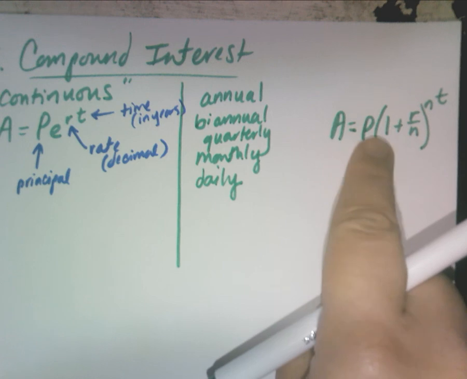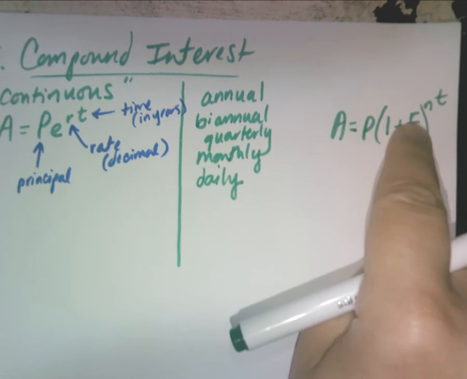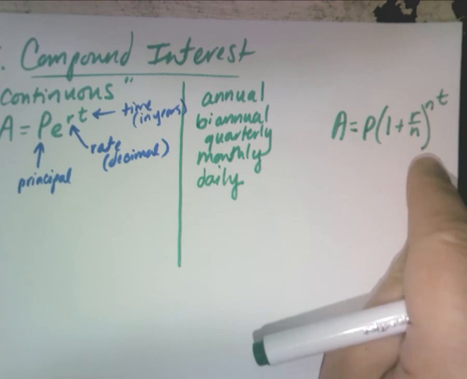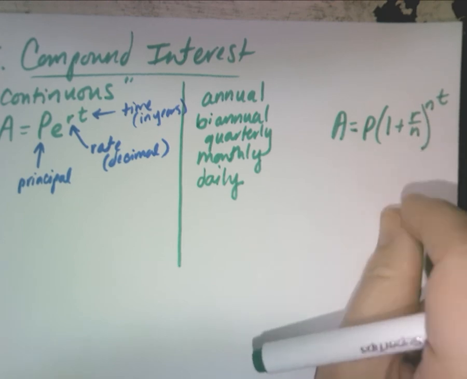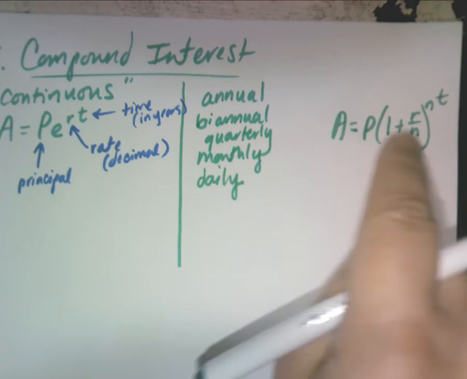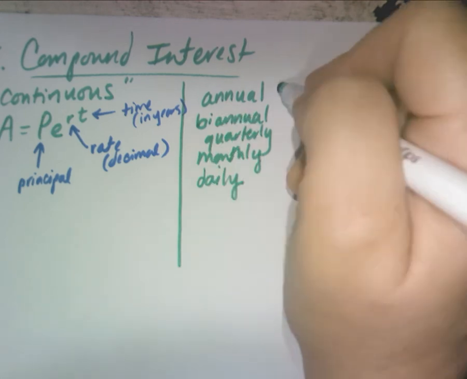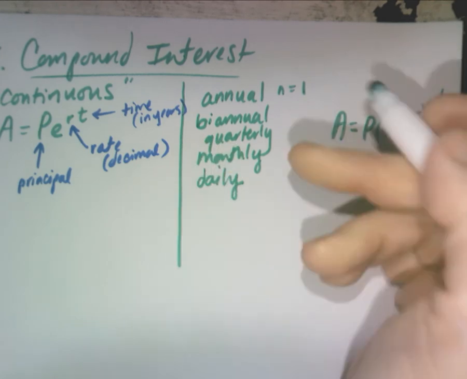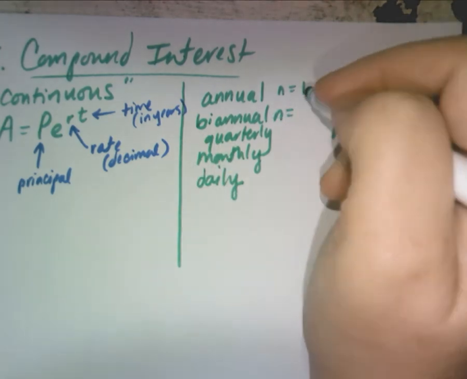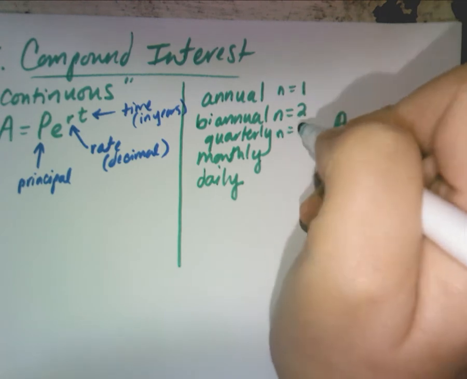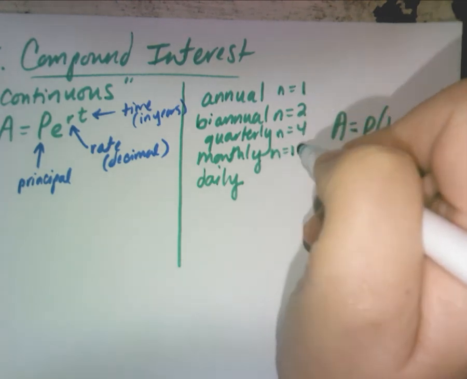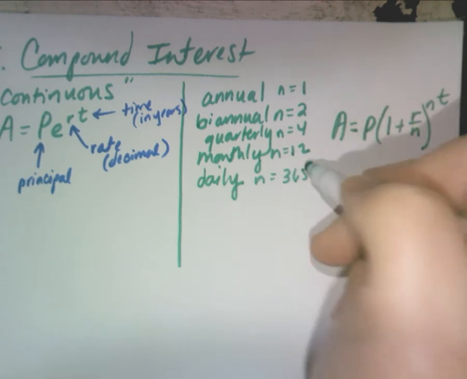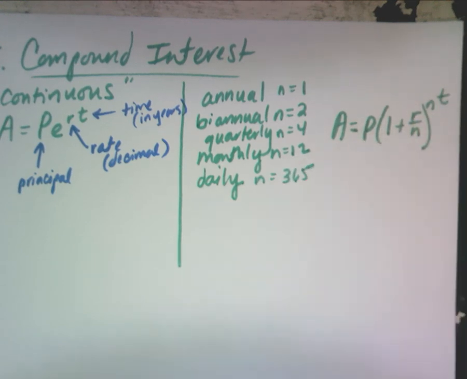P still means principal. R still means rate. They're still going to have to give you a rate. T still means time. But this n is what changes. The n is the compounding, meaning if I say I'm going to compound annual, then my n is 1. If I'm going to compound biannual, what is my n? 2. Quarterly, 4. Monthly, 12. Daily, 365.